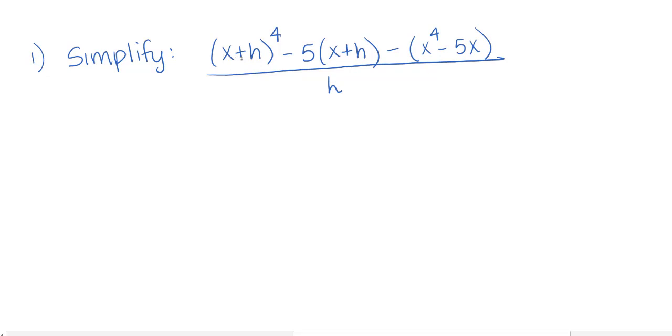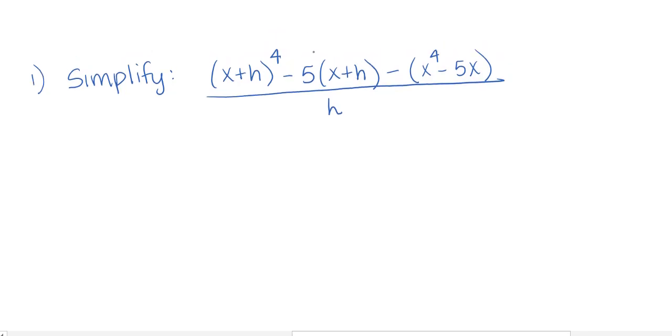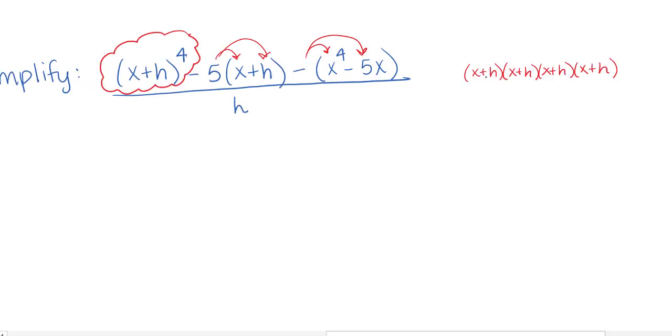Okay, so x plus h quantity to the fourth minus 5 times the quantity x plus h. That's probably an easy one, distribute negative 5. And here I can certainly distribute a negative 1. But I do need to multiply out this binomial, x plus h to the fourth. That would be like me writing x plus h as a quantity 4 times and multiplying this all the way out. I certainly could square it and then multiply and so forth, but it could take a while.